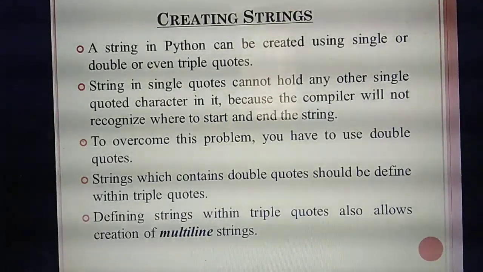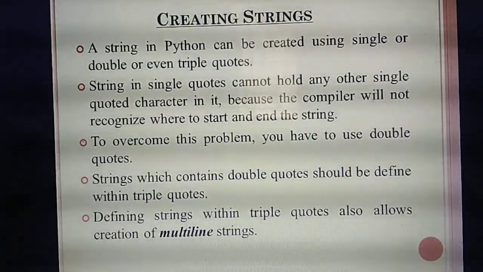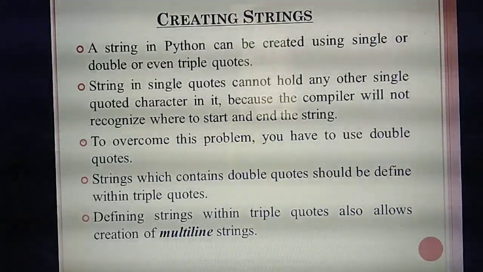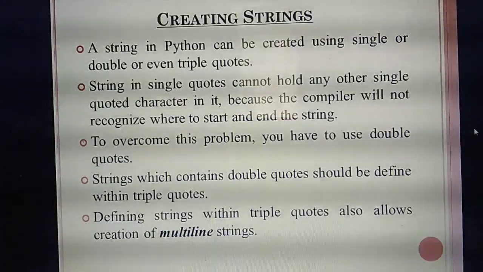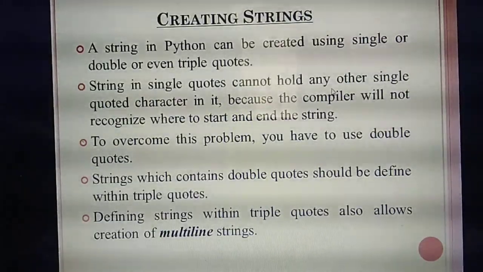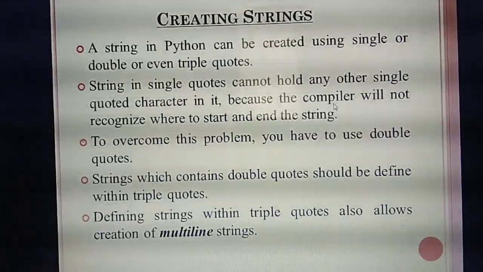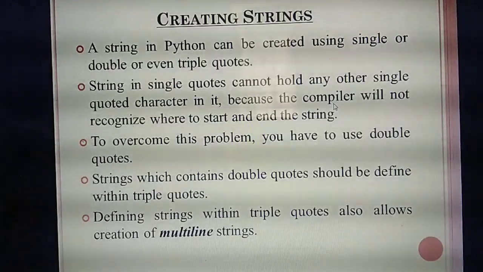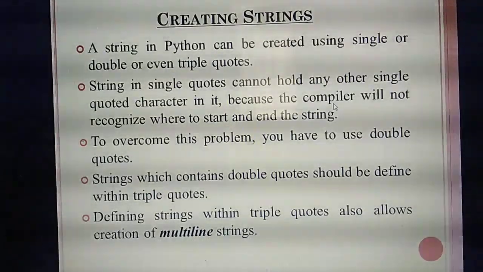So if you have mentioned a string or sentence in a program, you should mention the particular thing in either single quote or double quote or triple quote. Understand? Already you have studied in the example. That's the first point. If you are creating strings in programming, you should mention the particular sentence or particular word either in single quotes or double quotes or triple quotes.